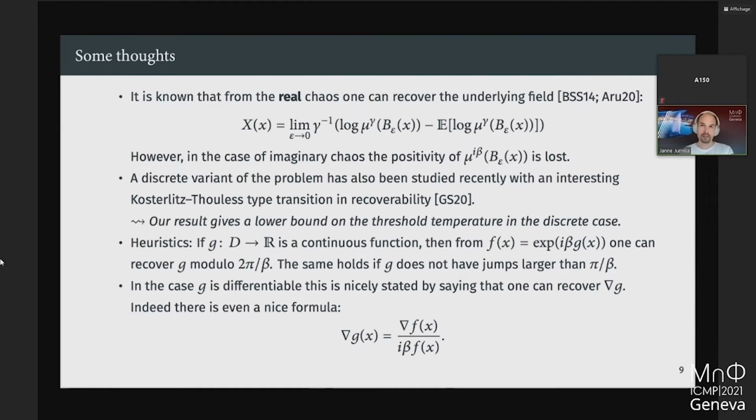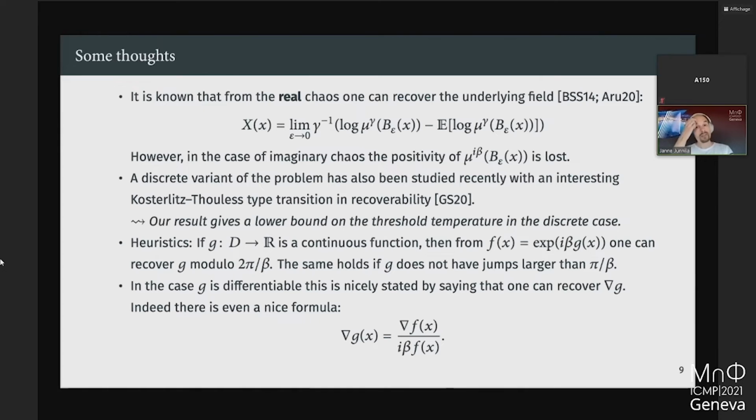Okay, so let me give some heuristics to see how one would approach this problem. If g is a continuous function, and I look at the function f given by the exponential of i beta times g, and I would like to recover g just by looking at f, then surely this is possible, because I can just locally look at how the angle changes. If the angle grows, I know that the function has to grow, and if it gets smaller, I know that the function has to decrease. In fact, the same holds even if g is not continuous, but if you know a priori that it doesn't have too large jumps, then you can still do this kind of tracking.